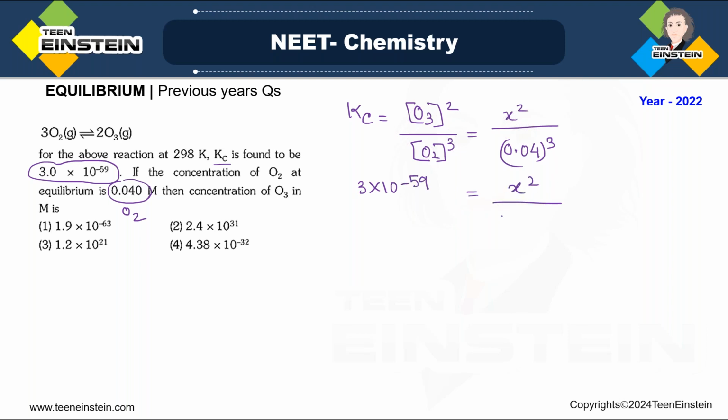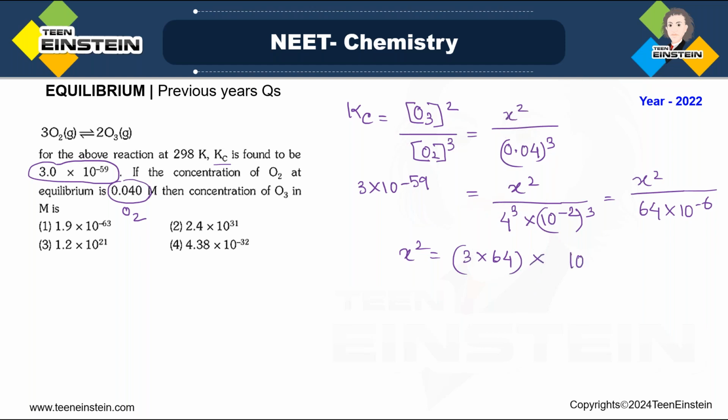Now 4, how we can write it? As if it is 10 to the power 3 and 10 to the power minus 2 to the power 3. So ultimately it is this, to this point the calculation is not something difficult. So it is 64. That means x squared is equal to 3 into 64 and the power will be 59 plus 6. That means it should be 10 to the power minus 65. Now this part is 192 into 10 to the power minus 65.